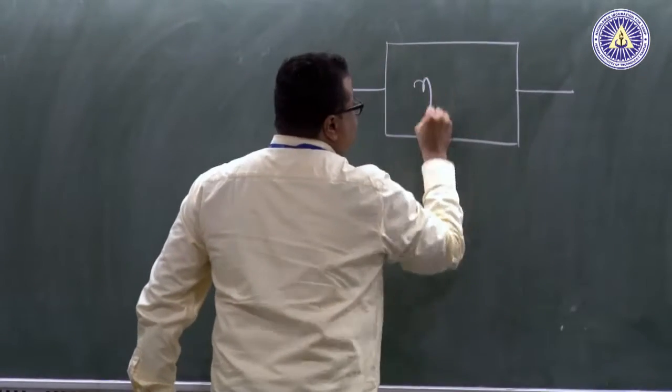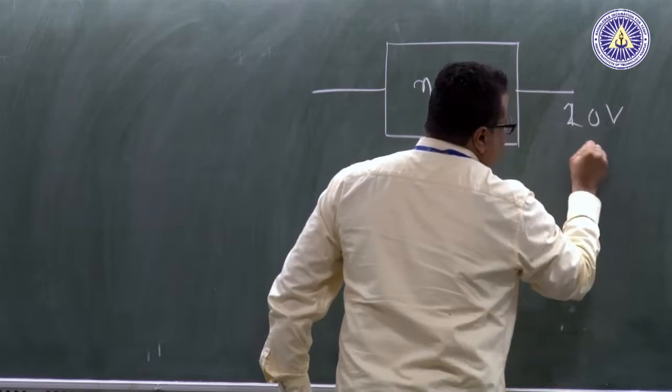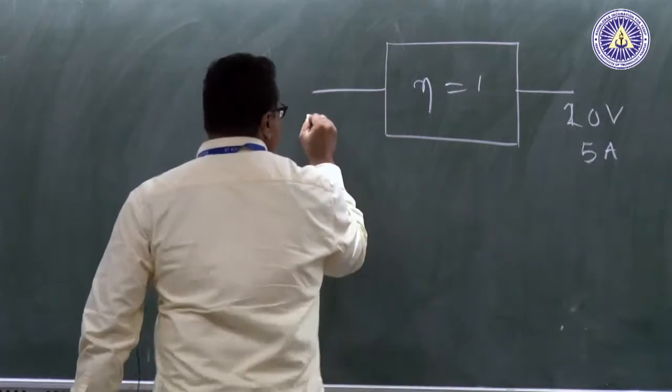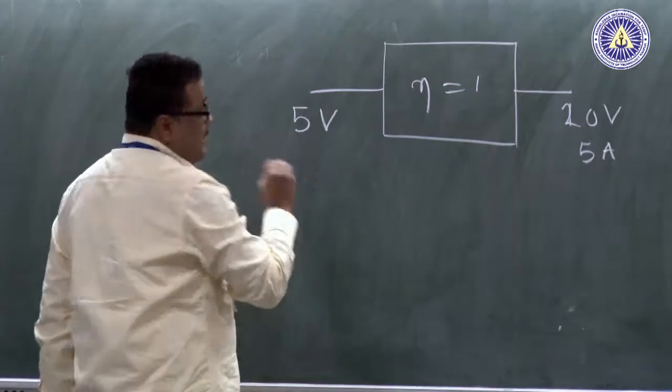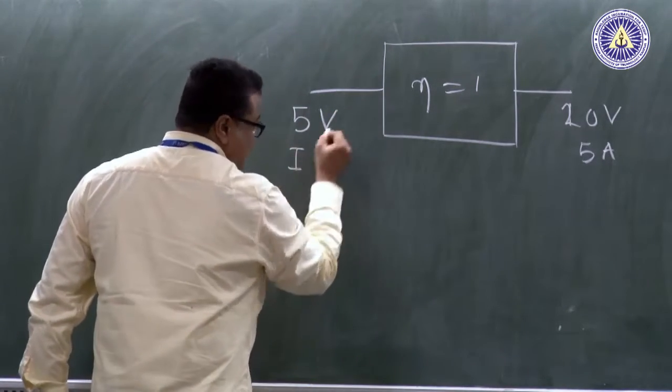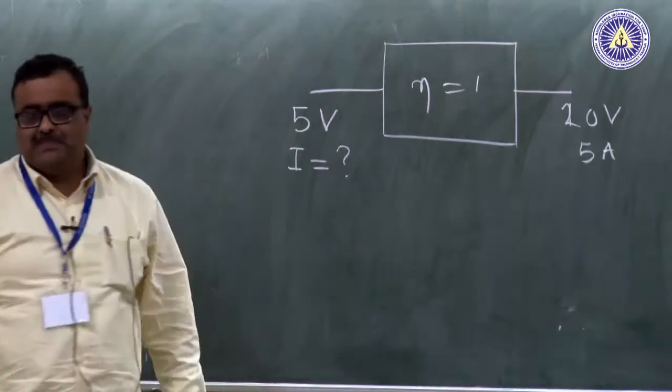This box has an efficiency of 1. The box has an output of 20 volt and 5 amps, and the input to the box is 5 volt. This is a 5 volt battery basically. So, can you find out the input current? They all are DC. Okay. Can you find out the current if efficiency is equal to 1?